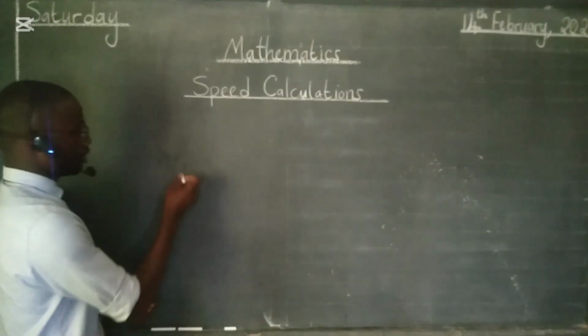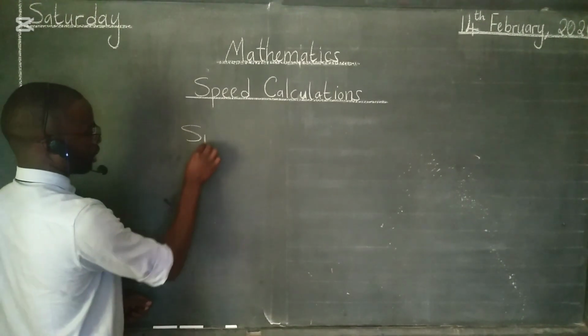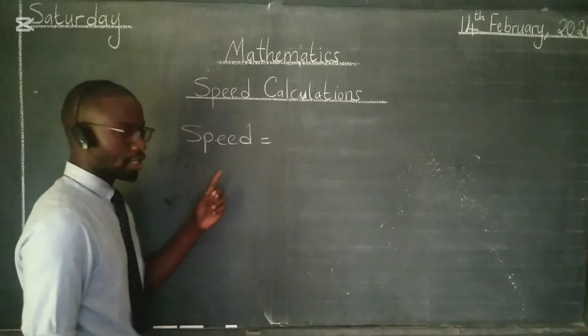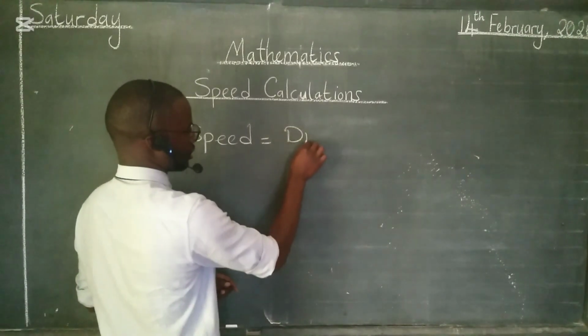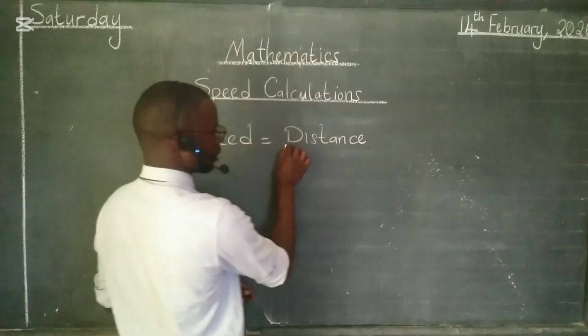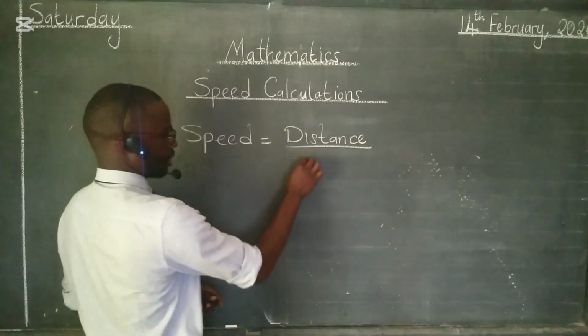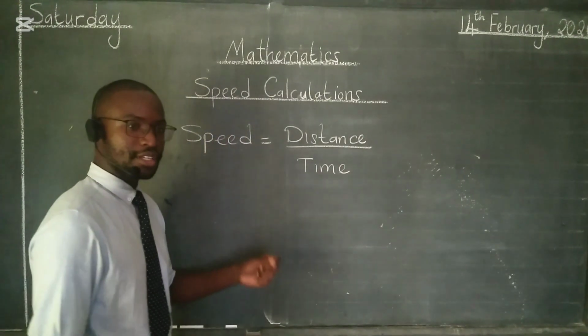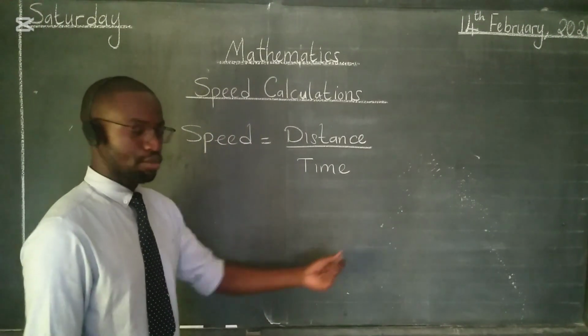In speed, you need to understand that for you to be able to calculate speed, you need to understand this formula. Speed is equal to distance, this is the distance moved, over, or divided by, the time taken for that movement to happen.